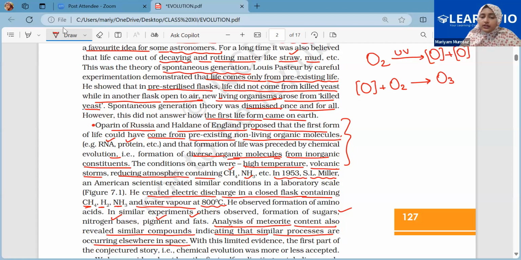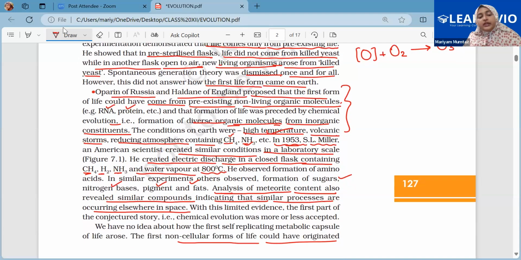The conditions on Earth were high temperature, volcanic storms, and a reducing atmosphere which contained CH4, NH3, etc. Now, in the year 1953, S.L. Miller, an American scientist, created similar conditions on a laboratory scale. He created an electric discharge in a closed flask containing CH4, H2, NH3 and water vapor at 800 degrees Celsius. He observed the formation of amino acids.